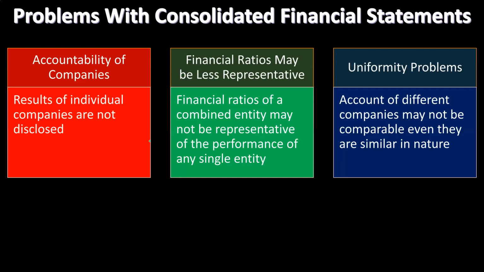Uniformity problems. Accounts of different companies may not be comparable even if they are similar in nature. So if we have two different companies and we combine them together, you'll note through the combination process, of course, we're going to have to group certain accounts together.